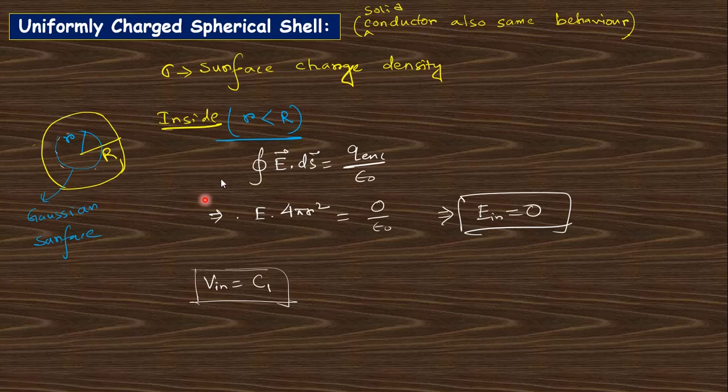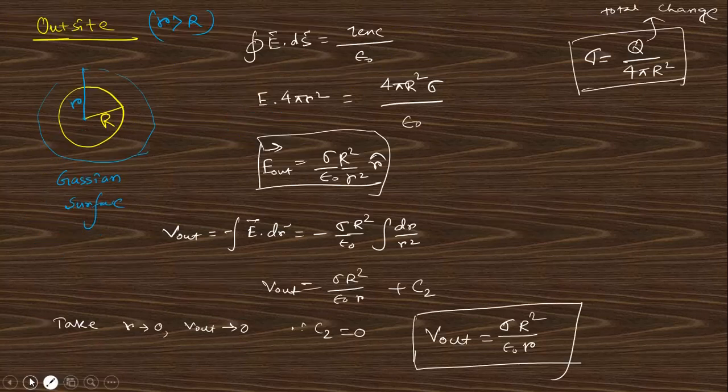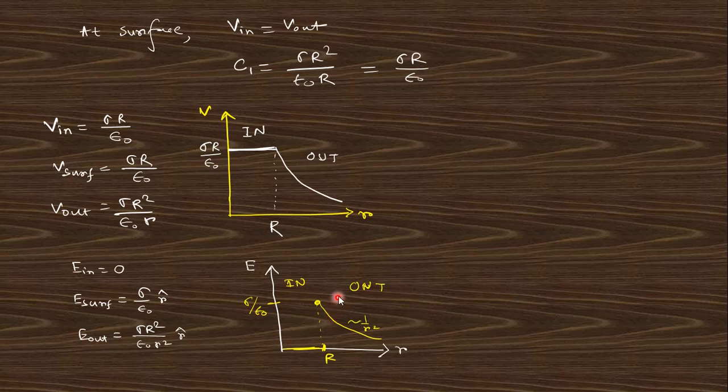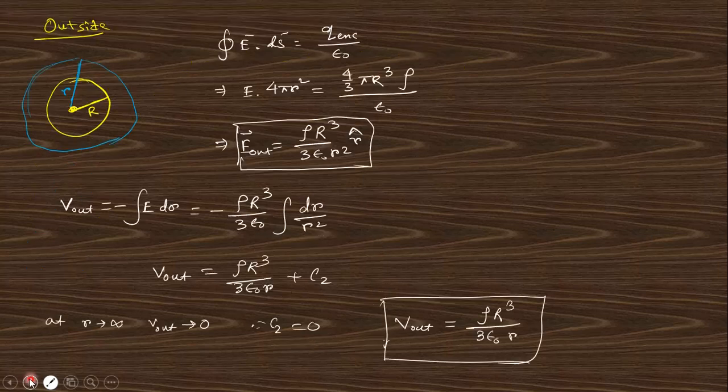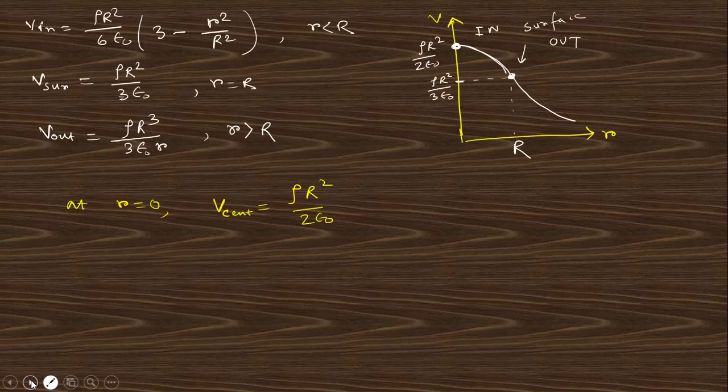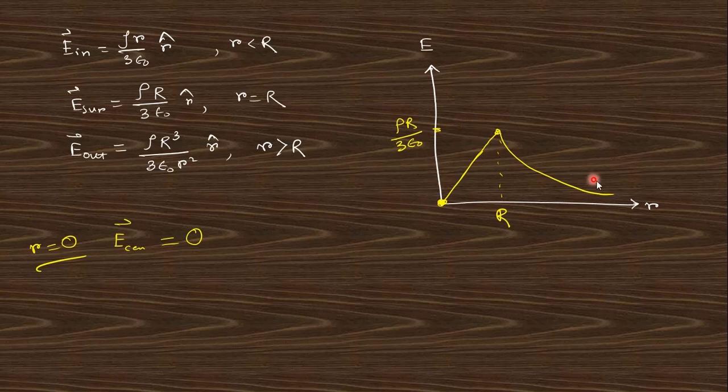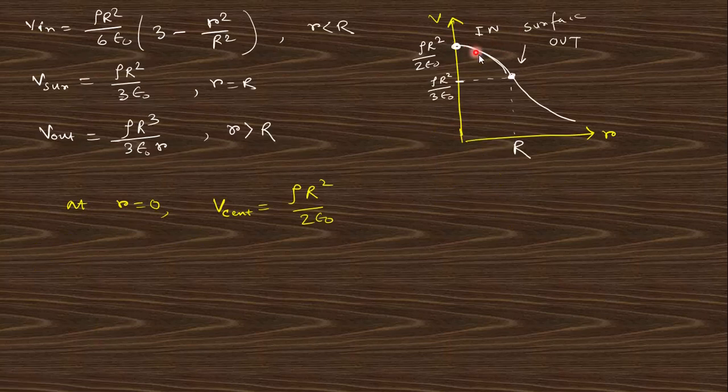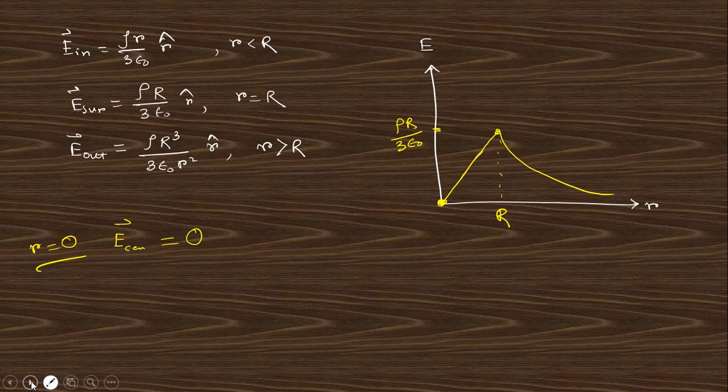For the spherical shell, the electric field inside will be 0 and outside follows 1 by r square, and the potential inside is constant and outside follows 1 by r. In the case of the solid sphere, the electric field increases linearly inside and outside falls as 1 by r square, and the potential reduces as minus r square inside and as 1 by r outside. I think it is clear.